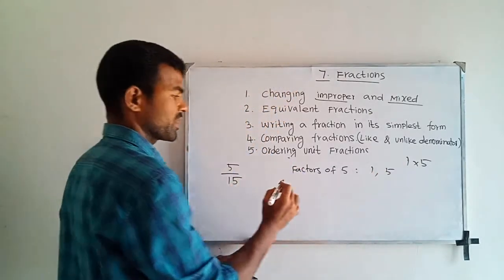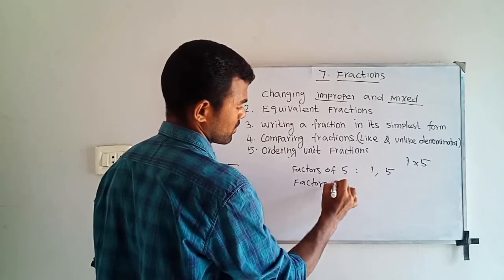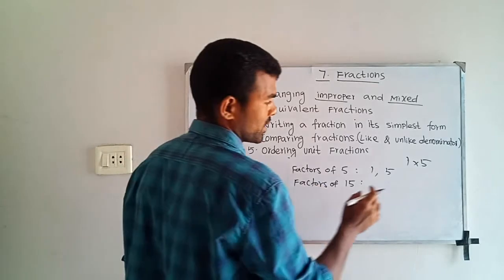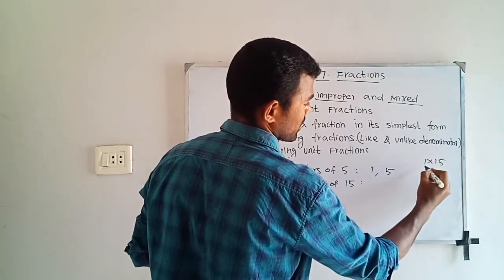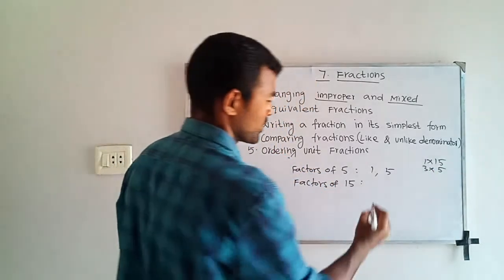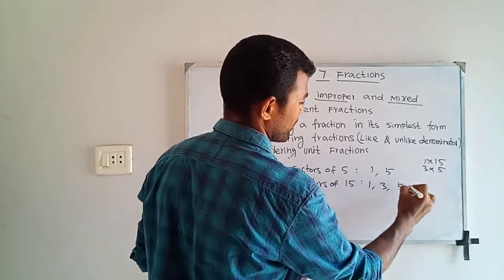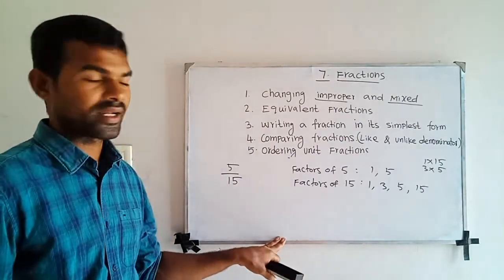So what are the factors of 15? 1 multiply 15 is 15. 3 multiply 5 is 15. Yes, 4 factors there: 1, 3, 5, 15. Now see the common factors.